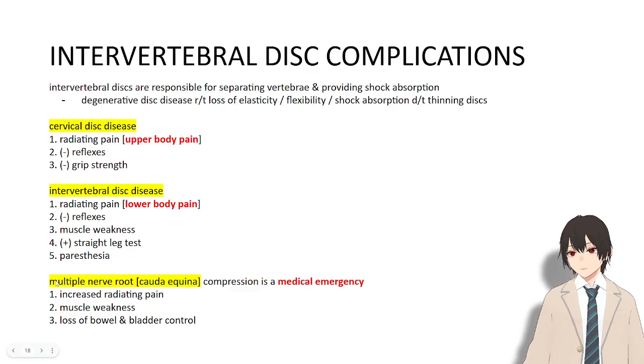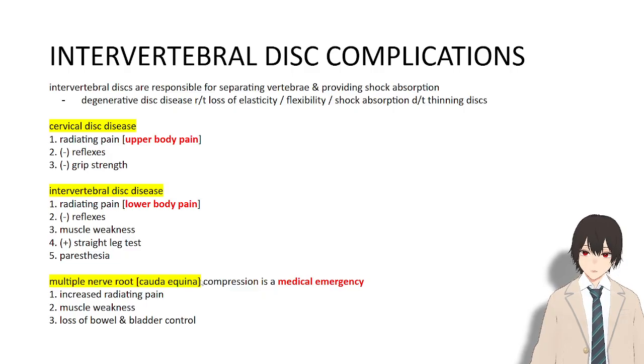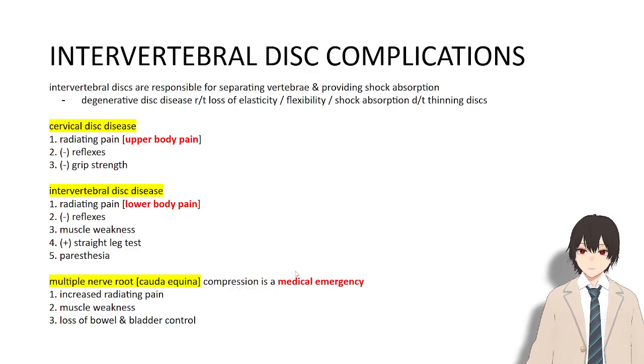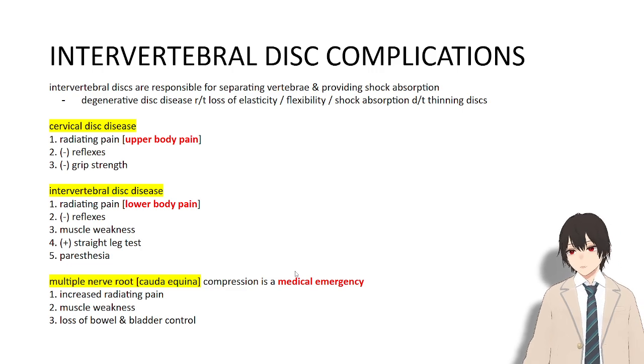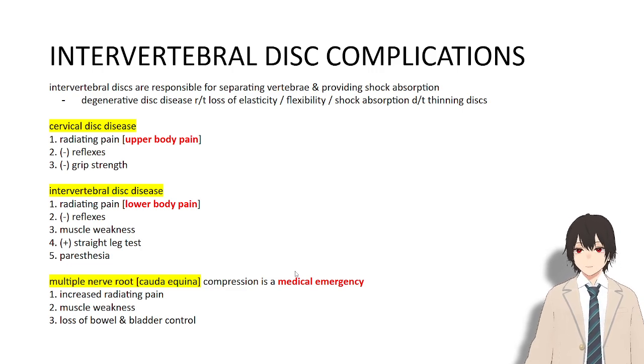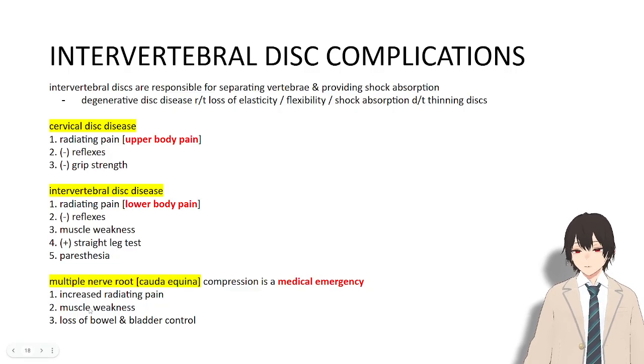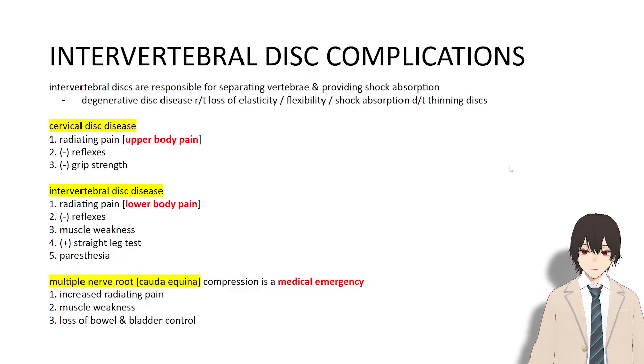Now, probably the most important and high yield one is multiple nerve root involvement, which is cauda equina compression, and this is a medical emergency. We can go into more detail once we hit critical care and talk about spinal shock and all these other spinal problems that are more severe. But basically what you need to know for now at a med-surg level is that there's increased radiating pain, there's going to be muscle weakness, and they don't have much control of their bowel and bladder.